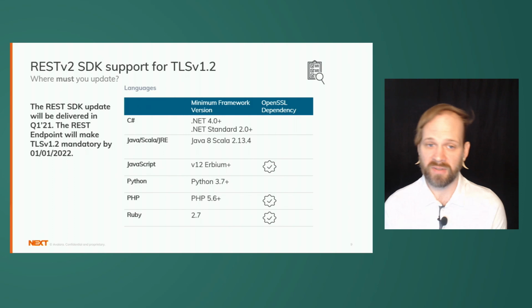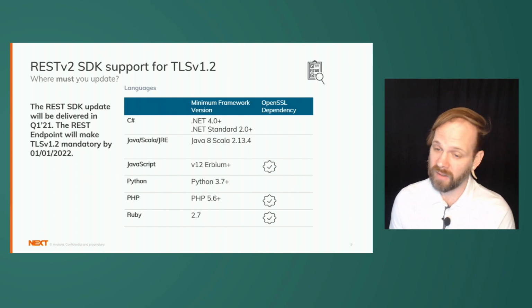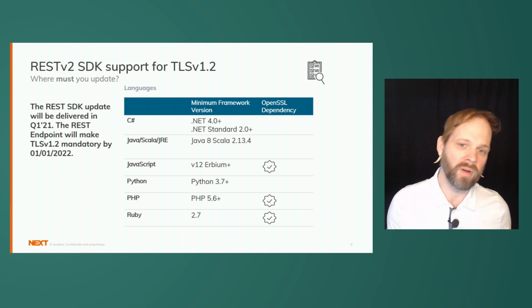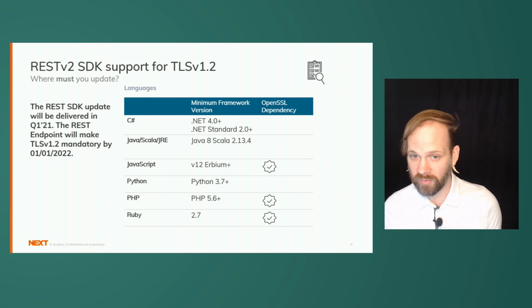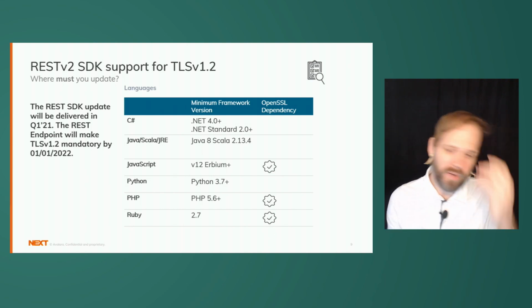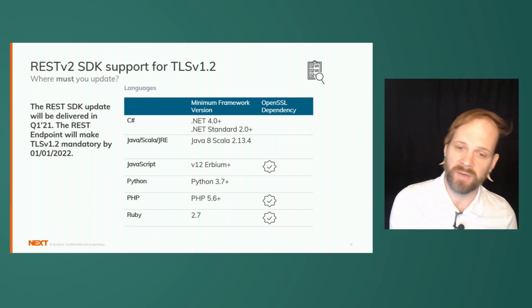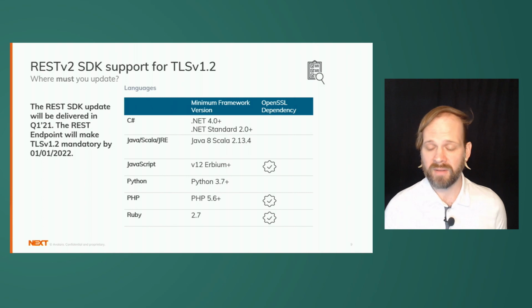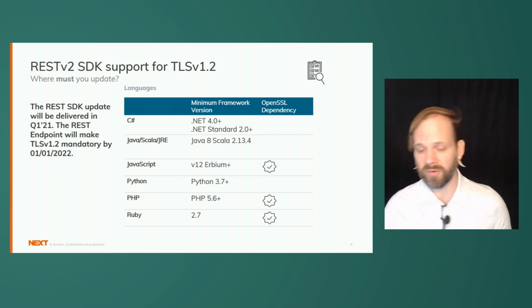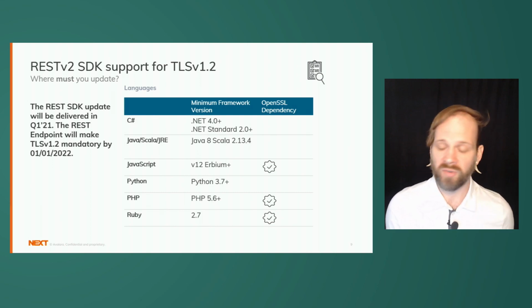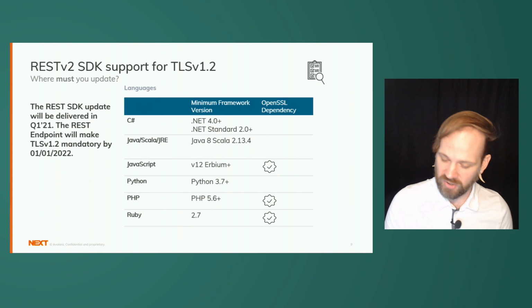On the right here, you can see some examples of the frameworks and how they align. So you can see C# will require .NET 4.0, Java will require Java 8.2.1.3.4. And I want to note that JavaScript, PHP, and Ruby all have an OpenSSL dependency. So you need to ensure you're on a modern supported version of SSL that'll allow you to connect to TLS 1.2 and preferably doesn't support older, weaker, insecure connections.